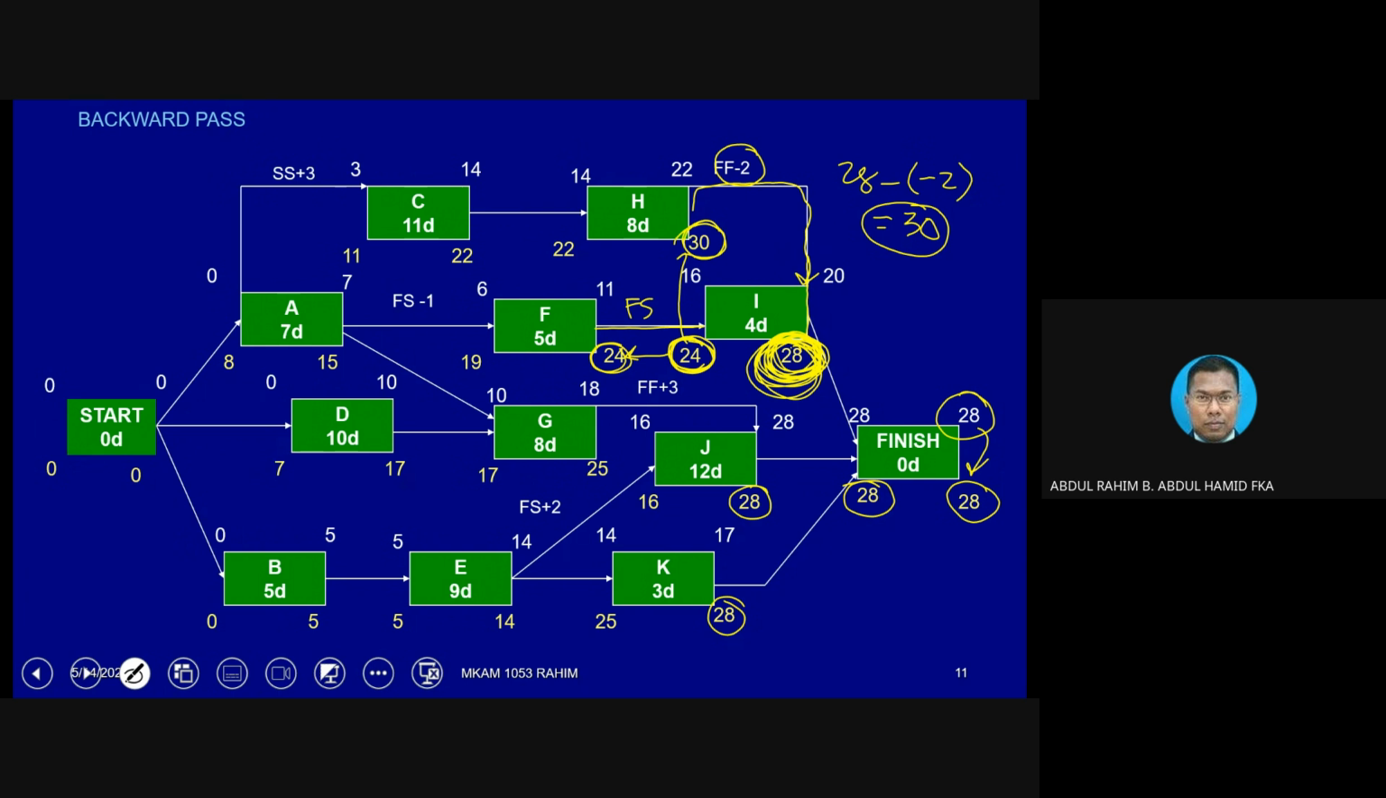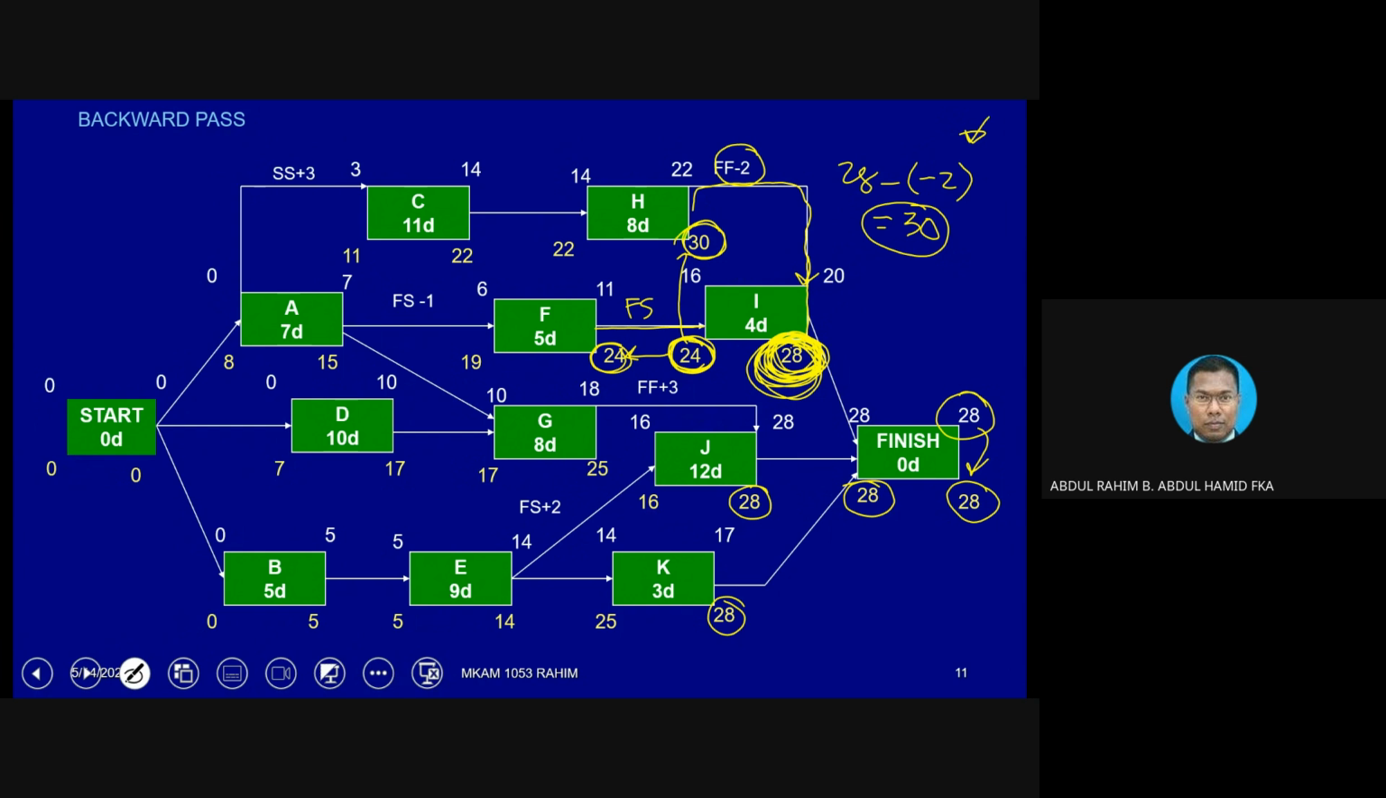Why? Because the type of relationship is finish to finish, and then we also have this negative 2. Okay, so the issue is that once we already have the value inside one particular box and we want to go back into the previous activity, that is how to do that. But now the issue with I and H, it does not have the typical relationship, finish to start. It has finish to finish. And how do we do that?